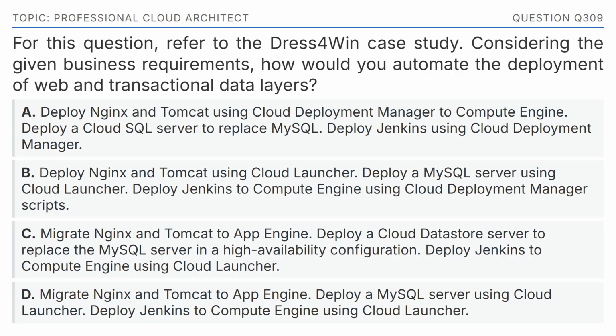Option C. Migrate Nginx and Tomcat to App Engine. Deploy a Cloud Datastore server to replace the MySQL server in a high availability configuration. Deploy Jenkins to Compute Engine using Cloud Launcher. Option D. Migrate Nginx and Tomcat to App Engine. Deploy a MySQL server using Cloud Launcher. Deploy Jenkins to Compute Engine using Cloud Launcher.